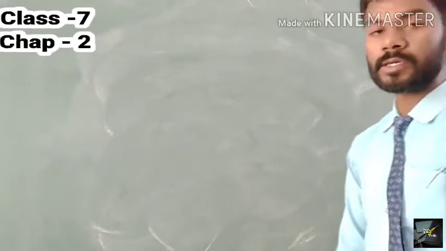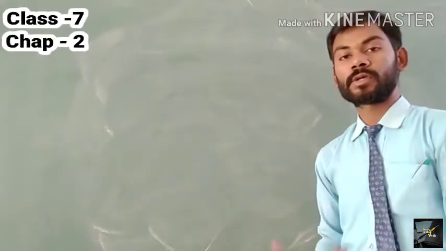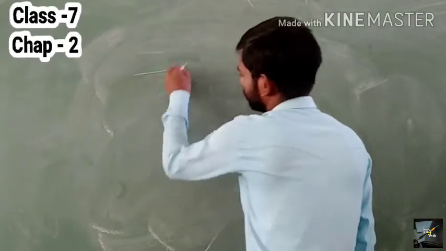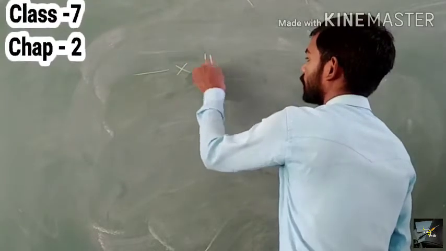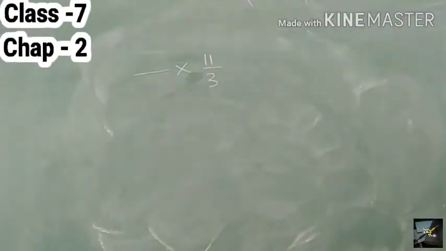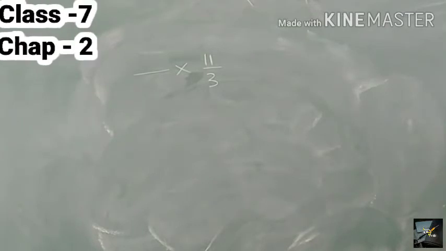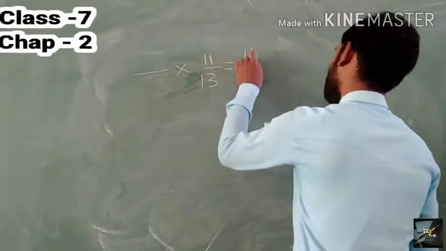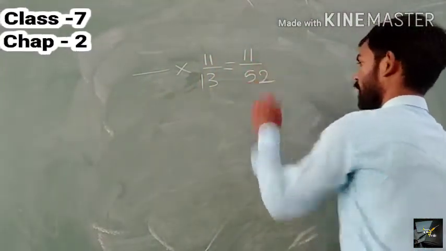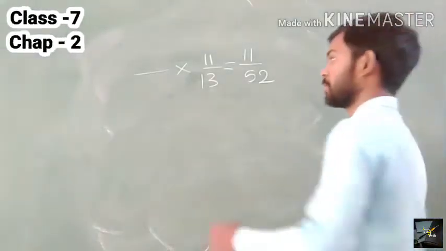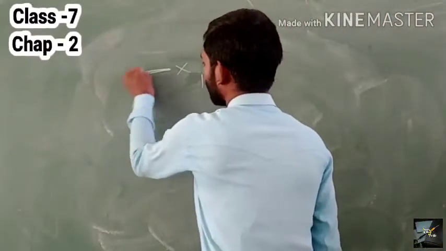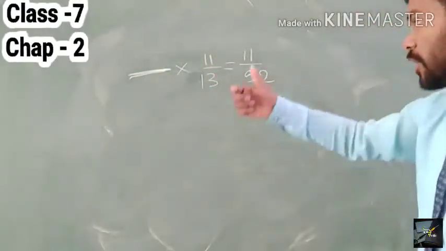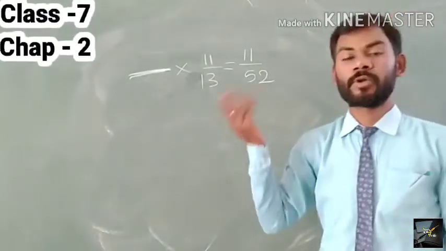Sometimes the product and one number are given like this: dash multiplied by 11 upon 13 is equal to 11 upon 52. Sometimes the question is given like this, and here we have to find the other number that should be multiplied with the given number 11 by 13 in order to get the value 11 upon 52.